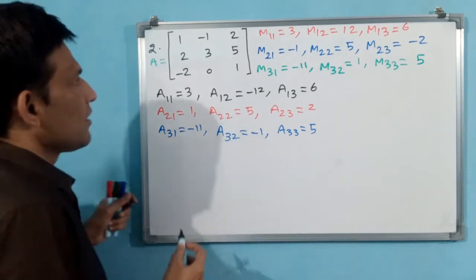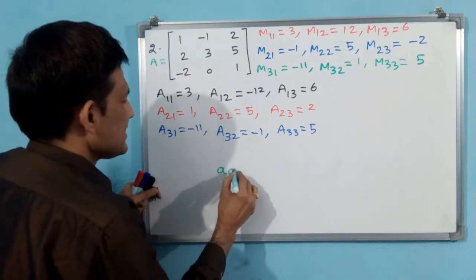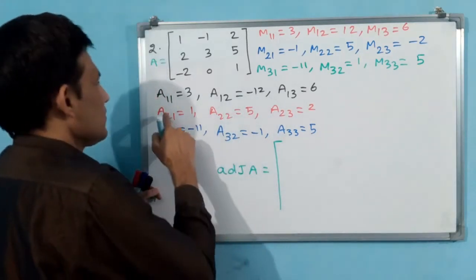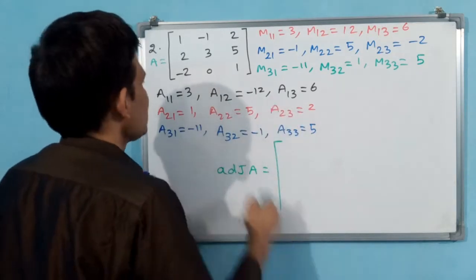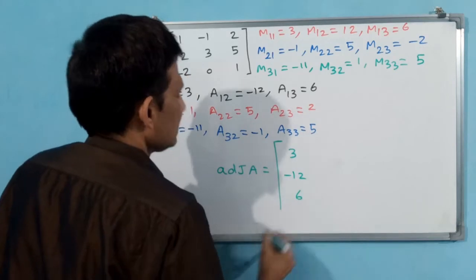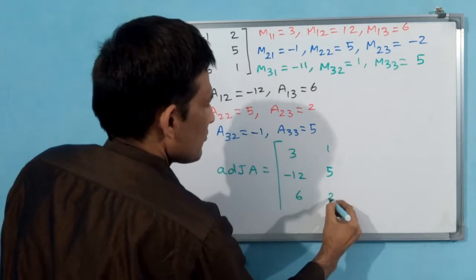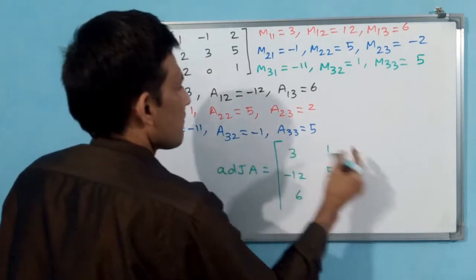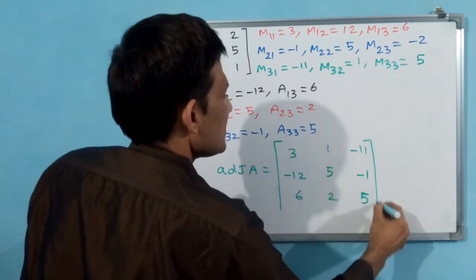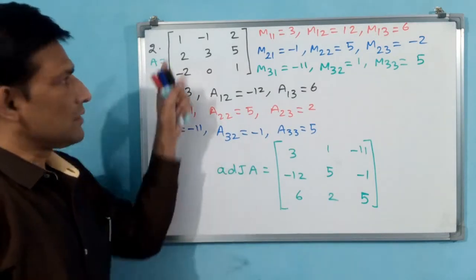Now you write the adjoint. How I am writing, you see. Adjoint A is equal to, okay, now this horizontal row I am writing as a column. 3, minus 12, 6. 1, 5, 2. Minus 11, minus 1, 5. Okay. This is your adjoint. Adjoint we have to find.